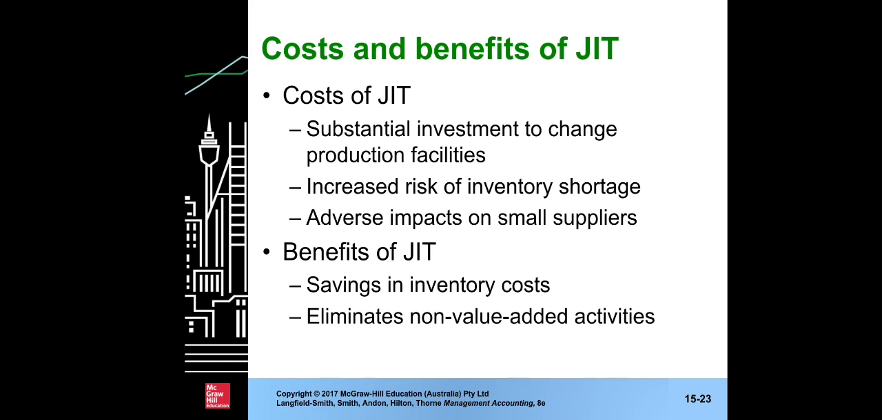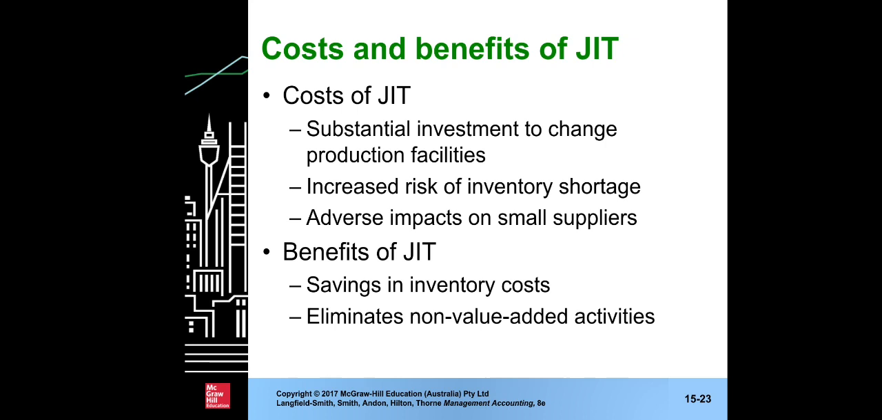When you do JIT purchasing, it is good for you, but maybe the supplier cannot cope. The supplier has to send the inventories to you very quickly, and then they have to maintain the quality. Maybe they cannot do that. They sign an agreement with you, but when you need the inventory, they cannot deliver. Maybe it is a burden for them, difficult for them. And adverse impacts on small suppliers.